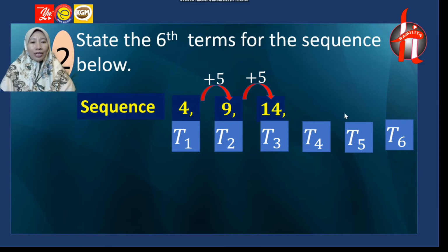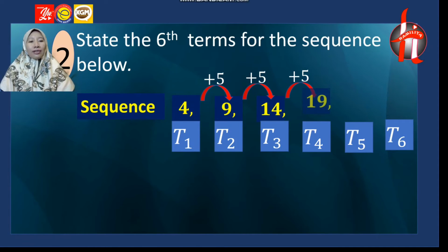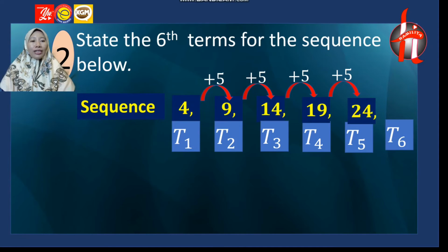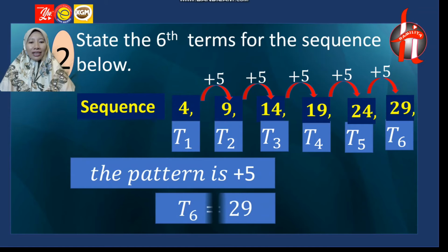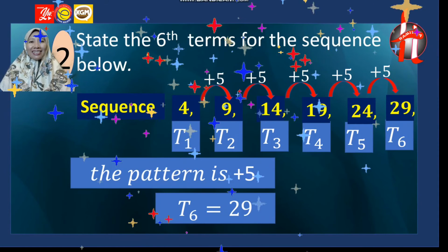From terms number 3 here is 14. So to get terms number 4, you just +5. You get 19. And then you +5 again to get terms number 5. Then you +5 again to get terms number 6. The pattern is +5 and the terms number 6 is equals to 29. Easy, isn't it?